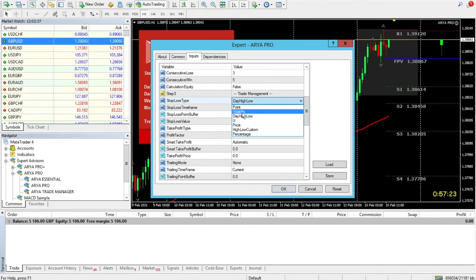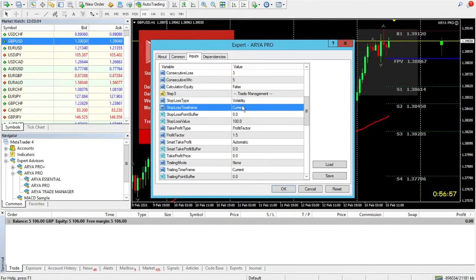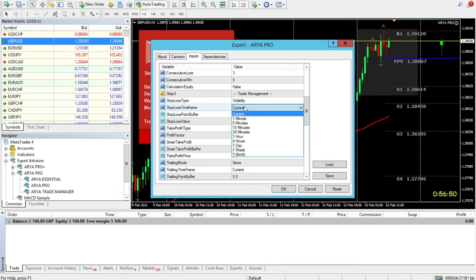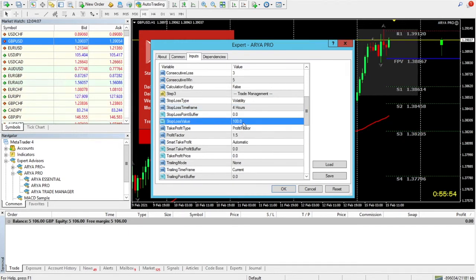For stop loss volatility, you will have to define the stop loss time frame. Here, you will need to choose the unit of time you would like ARYA to consider the market's volatility. Anything from current, which is H1, or any other time frame. For example, we are in H1 right now, but I could choose a stop loss that takes into account the volatility of H4, for example. You will then have to define the multiplier of the volatility in the stop loss value field. For example, if you input 100 into the stop loss value, ARYA will multiply the volatility of H4 by 100. If you input 400, ARYA will multiply the volatility in H4 by 400.